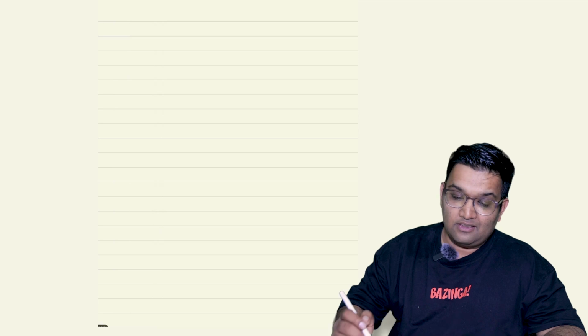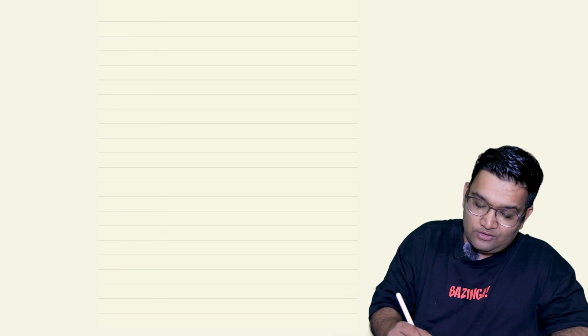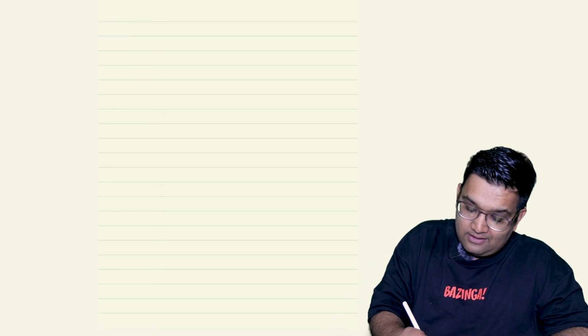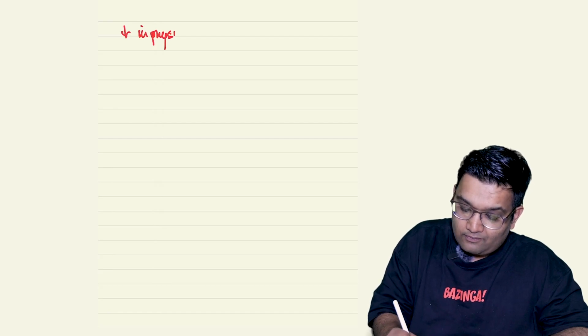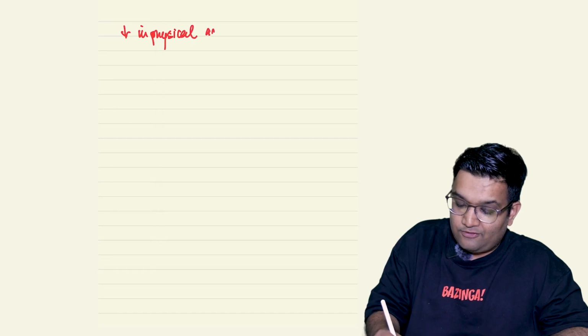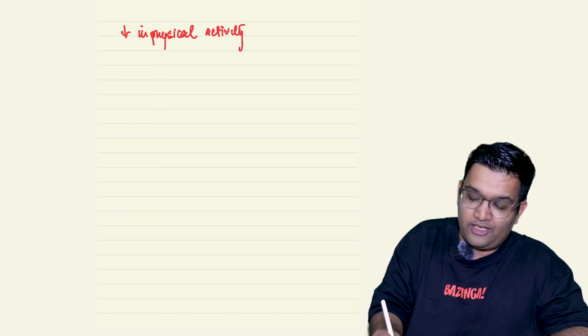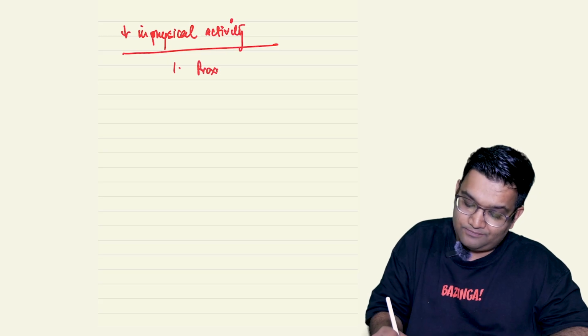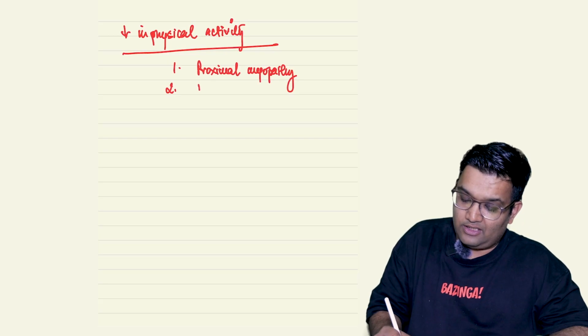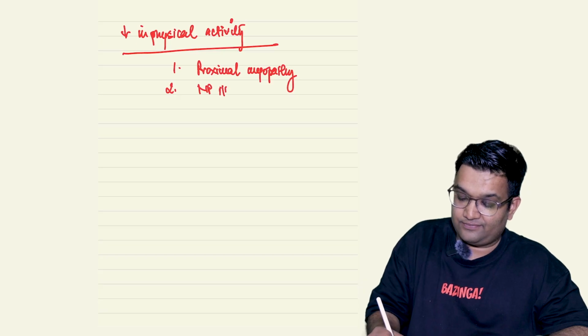Now after this, what are the other two factors? So the other two factors are, there is reduction in physical activity. The physical activity is going to be reduced because of two things. One is proximal myopathy. Second is the neuropsychiatric illness.